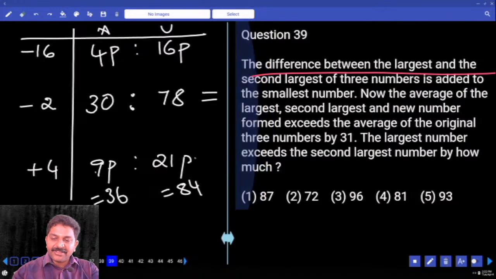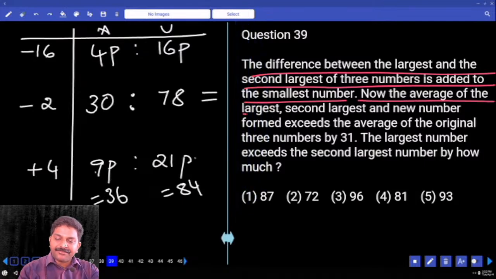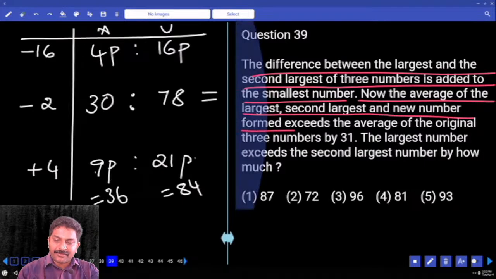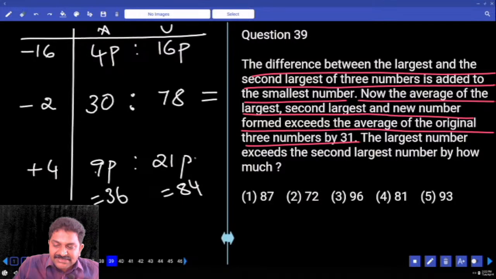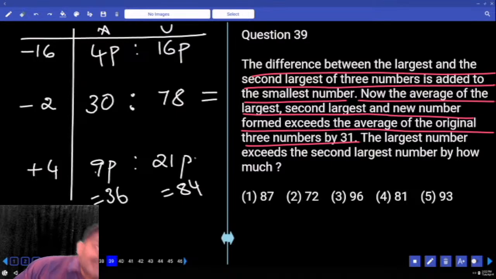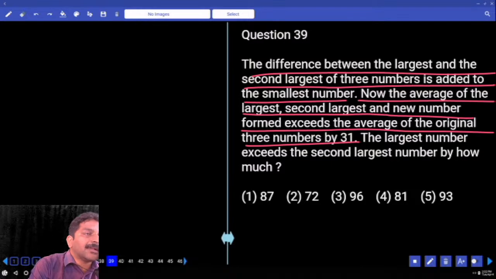The difference between the largest and second largest of three numbers is added to the smallest number. Now the average of largest, second largest and new number formed exceeds the average of the original three numbers by 31. The largest number exceeds the second largest number by how much? See here, how many numbers are there? Come on, three numbers are there.